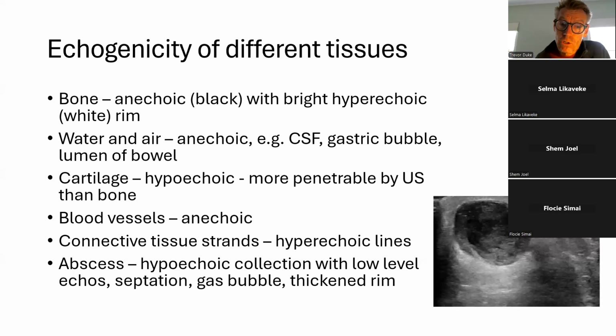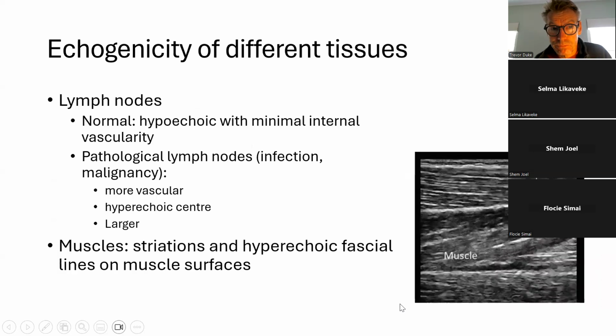I'll show you some pictures of that. An abscess will be hypoechoic. This is an abscess. It's hypoechoic with surrounding hyperechogenicity, and inside it there's some echogenicity within it, and that's usually debris or thick pus or some other tissue within the abscess. So that tissue within the abscess reflects back some echoes.